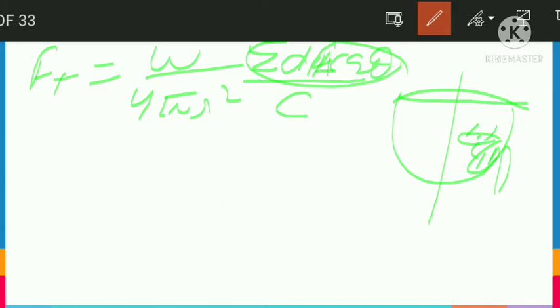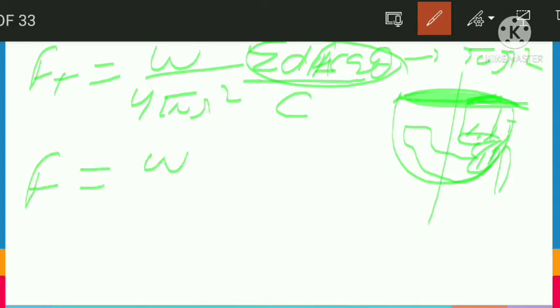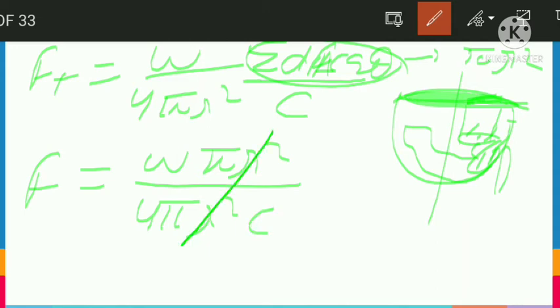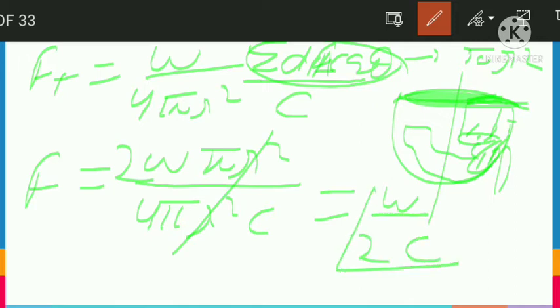So dA cos theta summation will have a shadow over here. That total area of the shadow will just fall on this circle. So the summation of dA cos theta will be equal to pi r square. So we can write F equals W pi r square upon 4 pi r square into C. So this and this cancel out, and we get W by 4C. This is our final answer.